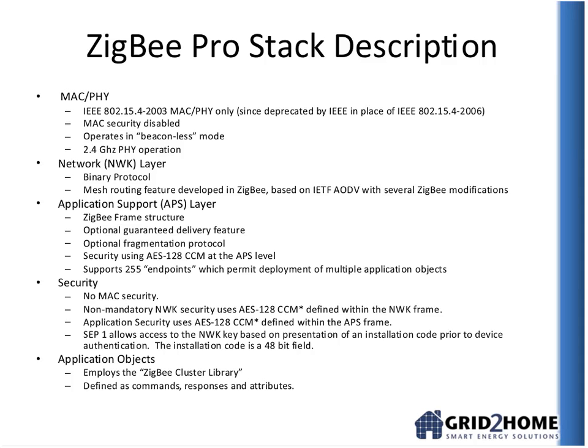And the security: there's no MAC security, but there is a network security and an application security layer, and there is a network key with an installation code, a 48-bit key, and a 4-bit field key for installation code. The application objects are a ZigBee cluster library, and if you're familiar with ZigBee home automation, SEP1 is a form of that cluster library. And it defines a set of command responses and attributes. That's a very basic description of ZigBee Pro.